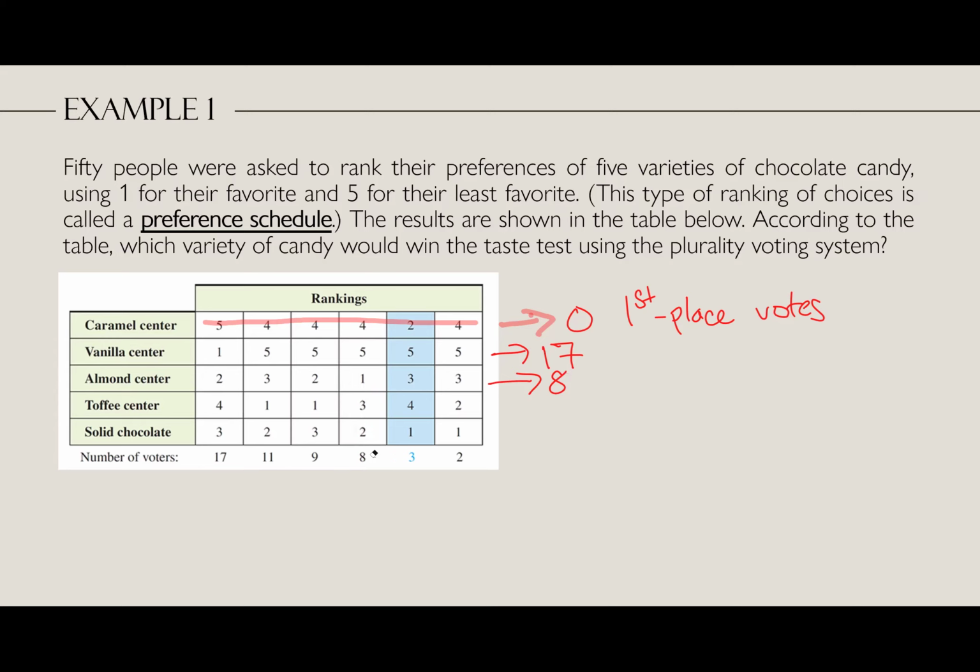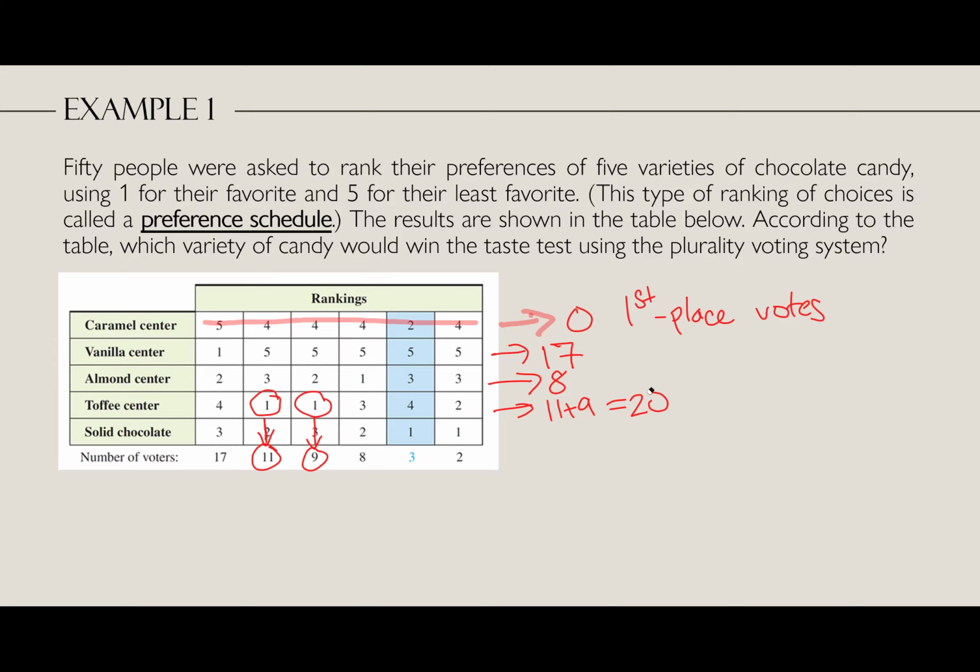Next is toffee. How many first place votes do I see? If I'm going by the row, I see these two first places. For the second column here, I see 11 people voted this way and 9 people voted this way. So that means I have 11 plus 9 people voted toffee as their favorite. Or in other words, 20.